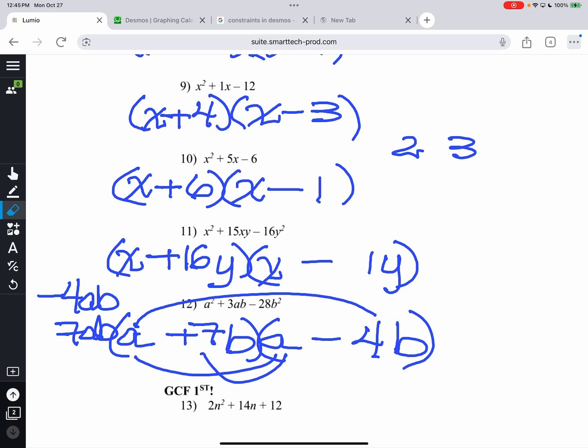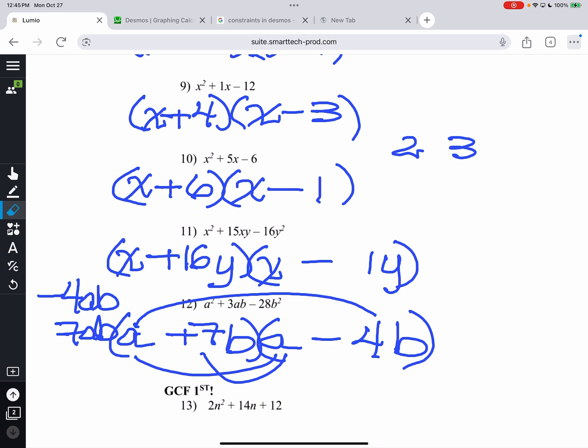And let me say this too, Parker. If you end up with BA, that's the same thing as AB. Commutative property lets you change the order of the variables. And normally we go alphabetized. So AB, AB, that would give you your positive 3AB.